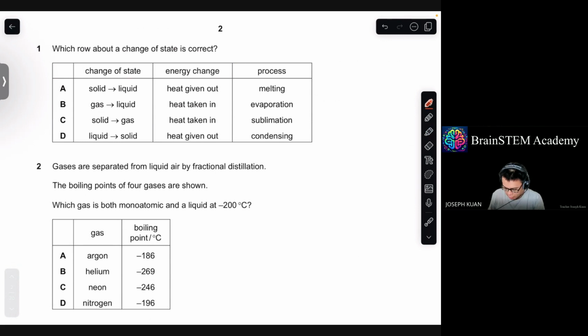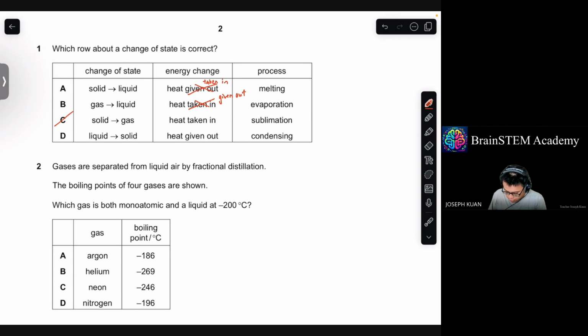So let's check one by one. A, solid to liquid actually involves heat taken in, not given out. B, gas to liquid should be heat given out. And then C, solid to gas is indeed heat taken in, and then the process is sublimation. That is correct for C.